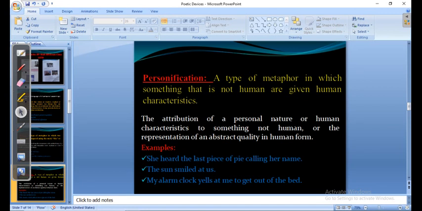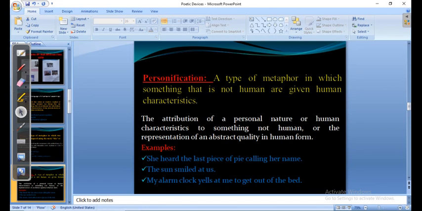See, almonds and eyes, there is no comparison between the two, but we are giving human characteristics to that very almond, which is attributed to the eyes of our Prophet sallallahu alaihi wasallam. That is called personification. When we give something a human attribution, we call it personification.